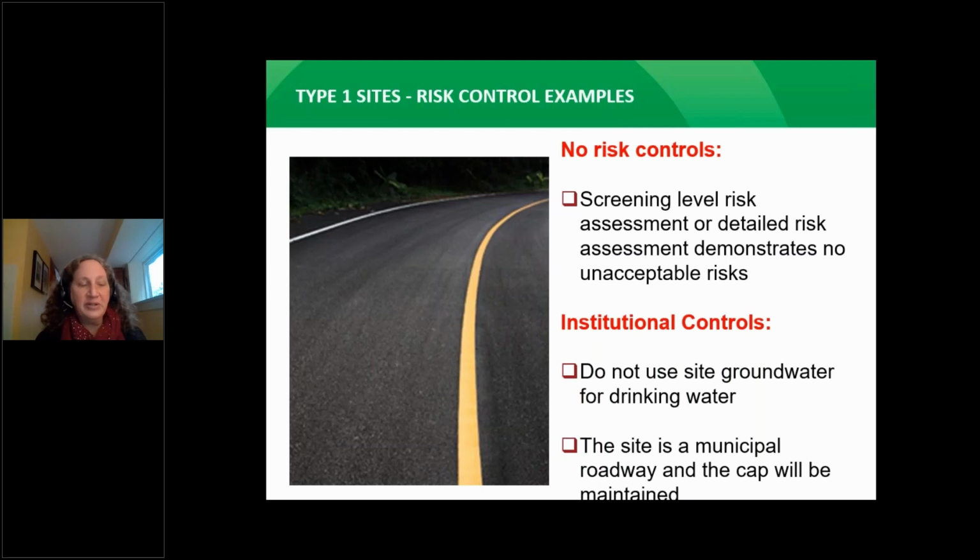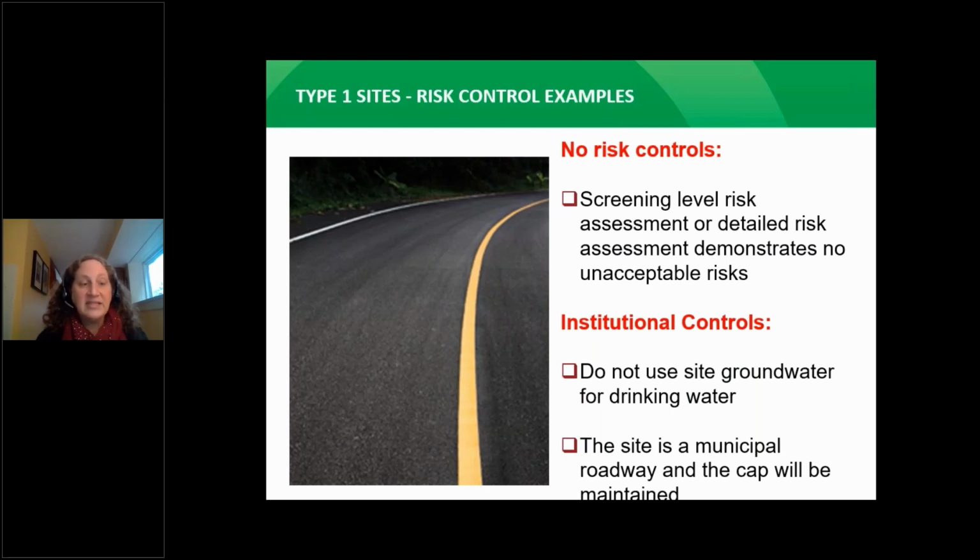Type 1 sites include instances where there are no risk controls. In this example, a site demonstrates no unacceptable risks in either a screening level risk assessment or a detailed risk assessment, even though operative exposure pathways exist. In other words, there are no adverse effects to receptors.